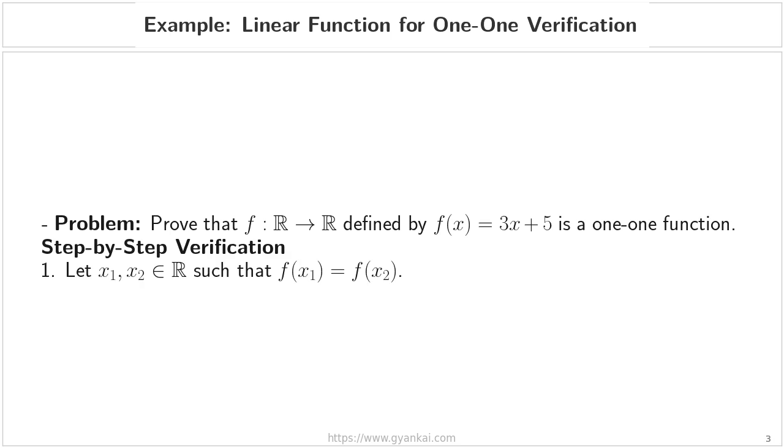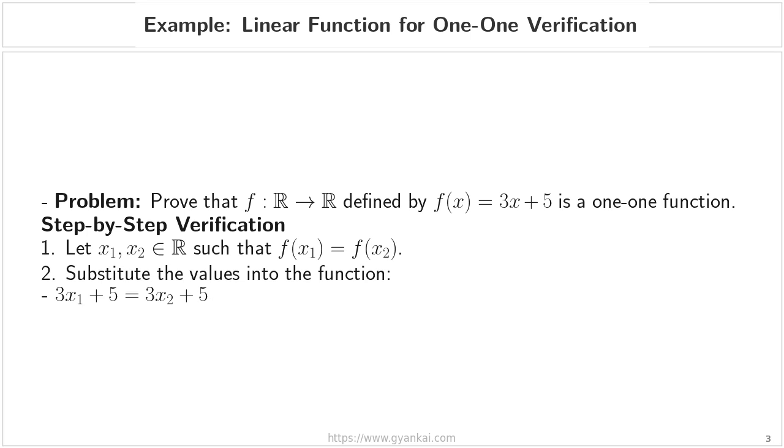To begin the step-by-step verification, we follow the methodology we just established. First, we assume that there are two arbitrary elements, x1 and x2, belonging to the set of real numbers, such that their images under the function are equal. In other words, we start with the assumption that f(x1) equals f(x2). Next, we substitute these values into our specific algebraic expression. This gives us the equation 3x1 plus 5 equals 3x2 plus 5.